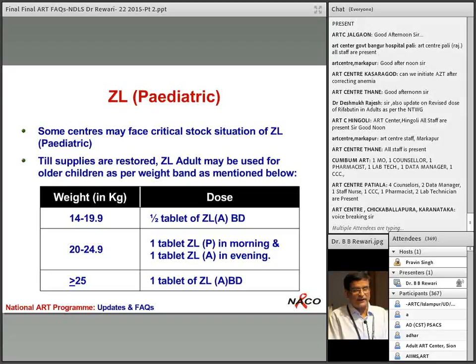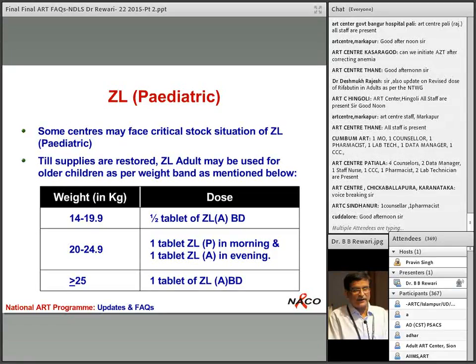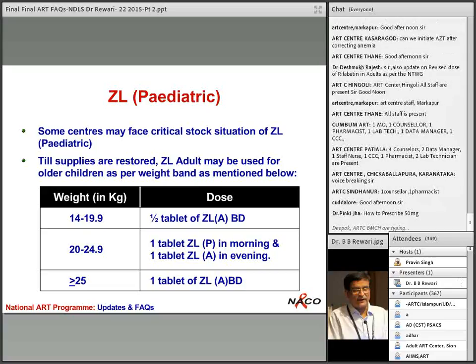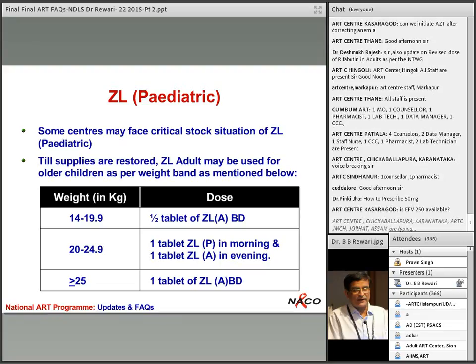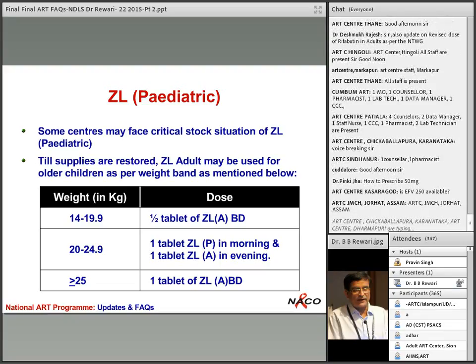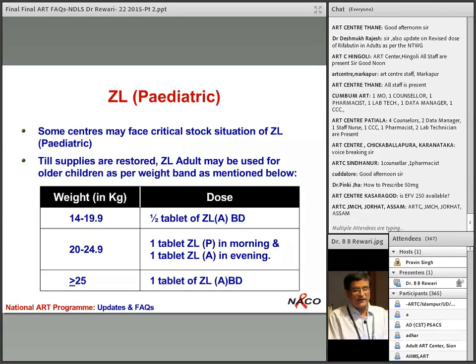Recently there was some shortage of ZL pediatric and guidance was sent. I am just reiterating this guidance. This guidance is applicable only till the time you have problem with the ZL pediatric for which supply orders have been placed. But for older children 14 to 20 kg in weight, that is 19.9, half tablet of adult can be used. 20 to 25, 1 tablet of ZL pediatric in the morning, 1 tablet of ZL adult in the evening. And more than 25 kg, you can use the same dose of adult ZL, that is 1 tablet morning evening.